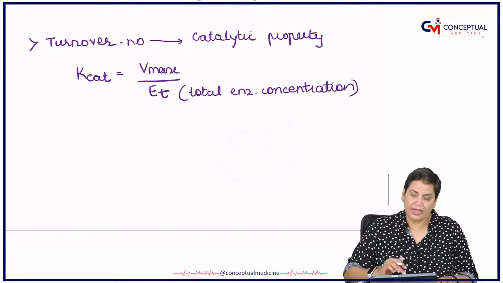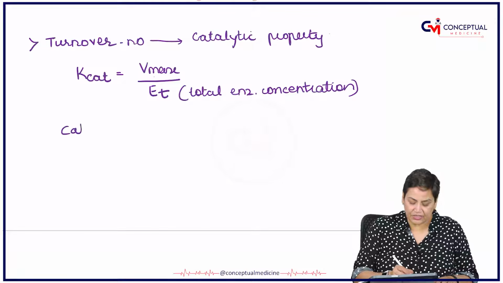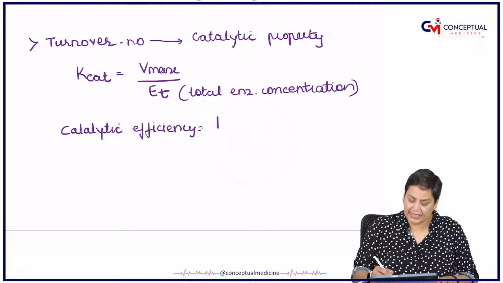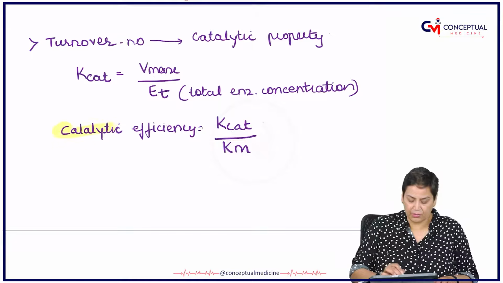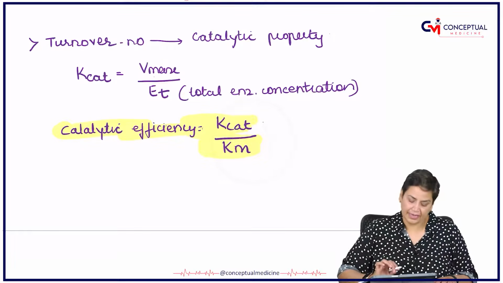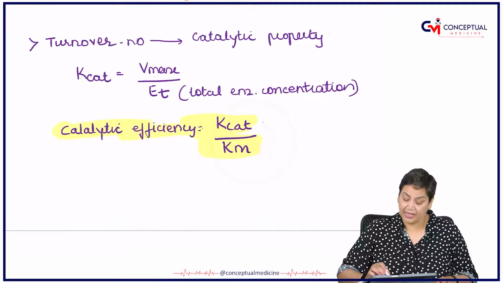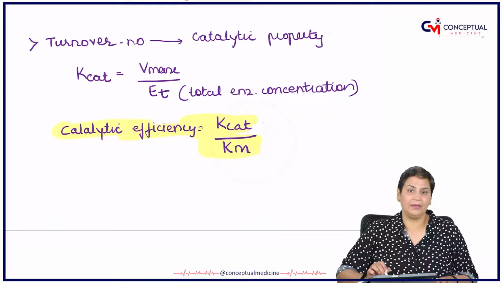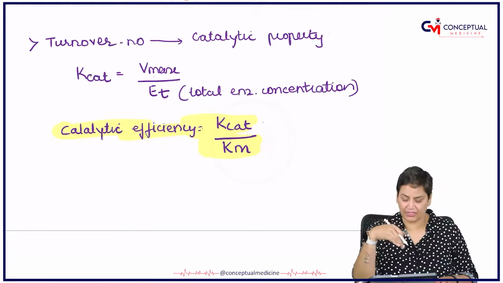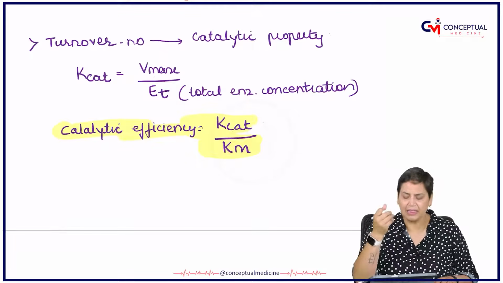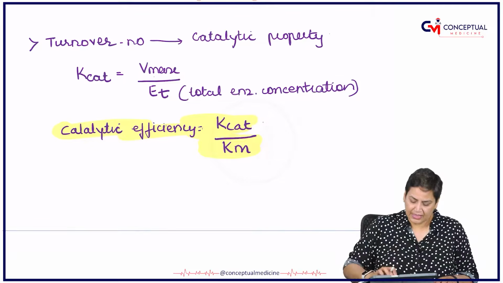If we have to define it, we can simply say that catalytic efficiency is defined as Kcat over Km. Again, this is very, very important. The catalytic efficiency of any enzyme is equivalent to Kcat, which is the catalytic constant, or which explains the turnover number of the enzyme, over Km. Km is simply the Michaelis Menten constant, which we will discuss when we discuss the kinetics of enzymes. So this is again very important.